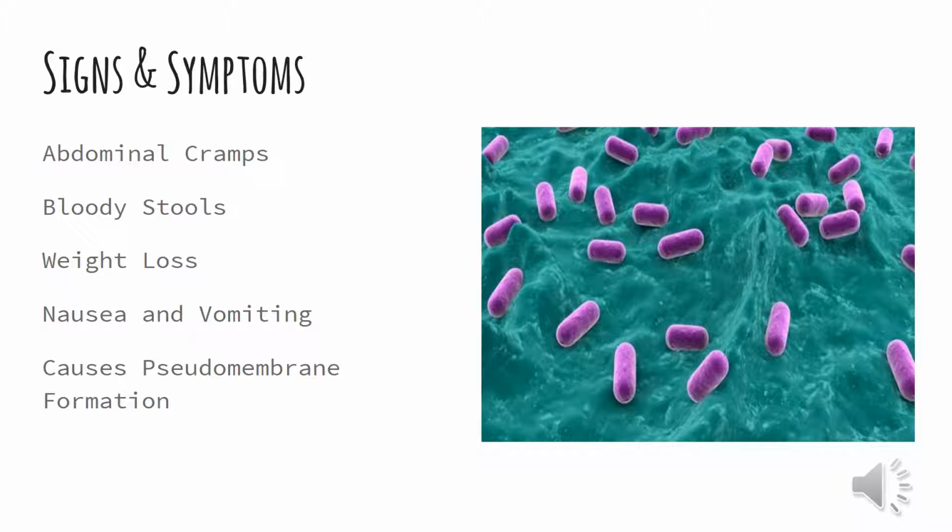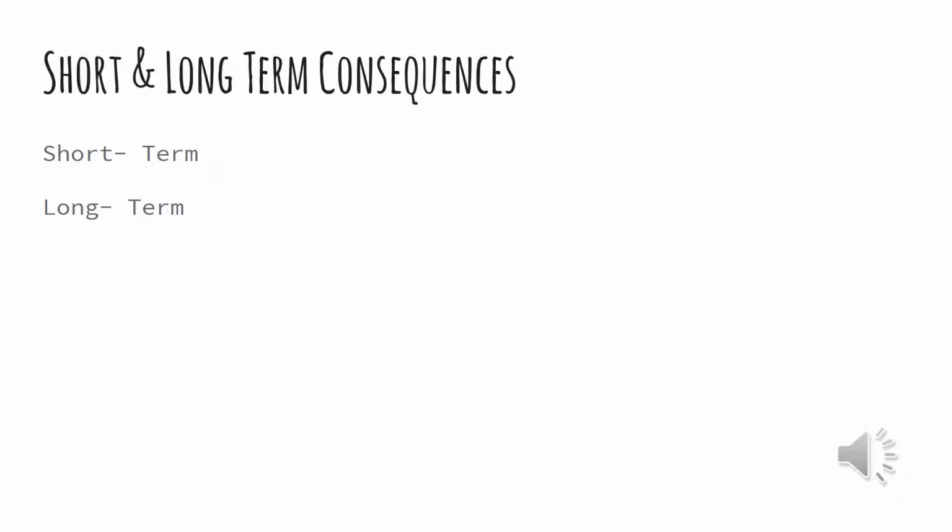Weight loss, severe weight loss, nausea and vomiting all contribute to the dehydration. How quickly diarrhea happens, how quickly we throw up, any of those things can cause weight loss, nausea and vomiting. Causes pseudomembrane formation. We are unable to have any sort of formation within the intestines because of how the bacteria is affecting the colon. Therefore, diarrhea happens. So these are a few signs and symptoms that can occur for C. diff.